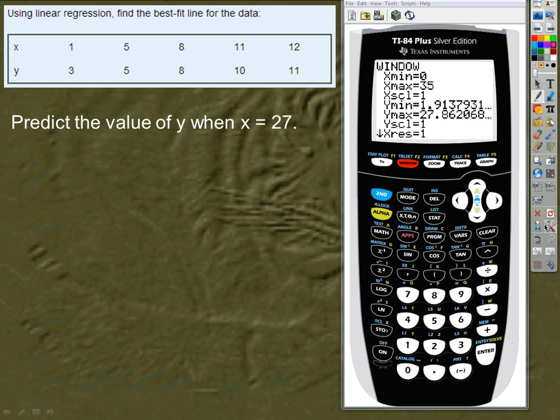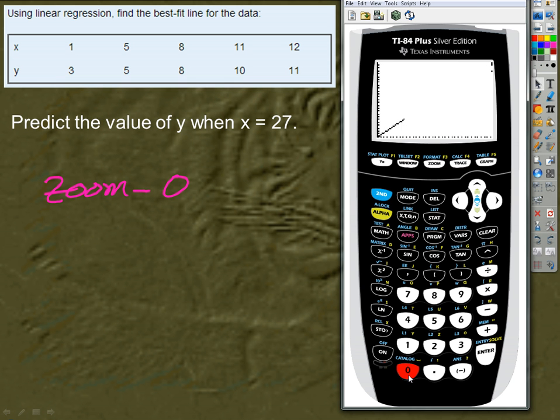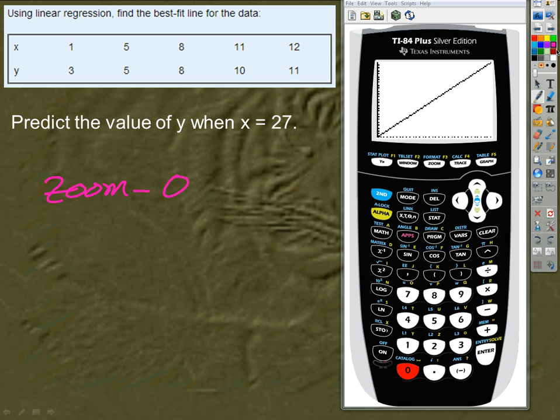How do I make the calculator do work for me and pick the Y values, fit the Y values to my X values? Zoom 0, that's it. Okay, then we go zoom 0, right? So I go to the zoom menu, type in a 0, and it does it. It picks the X values that I established, which went from 0 to 35. 0 on the left, 35 on the right, and it just picks the right y values for me.